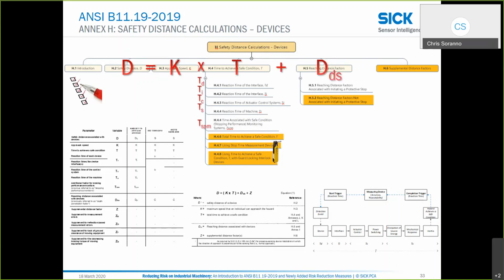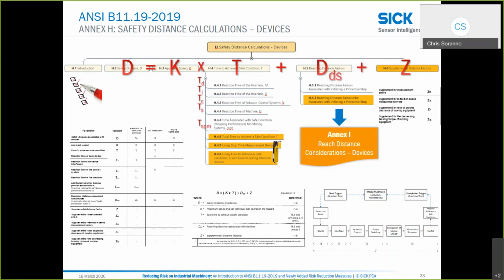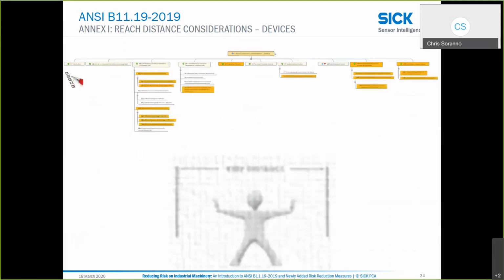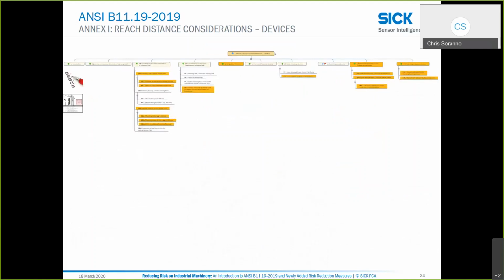To that, we add the reaching distance factor, which has an annex unto itself of how to determine the reach distance based on the technology and the application. And then supplemental distance factors that are new that have always been addressed by manufacturers of the devices. When we talk about the reach distance, we have a lot of information here again. It addresses reaching out, and it addresses the angle of approach, so you know how best to apply it.